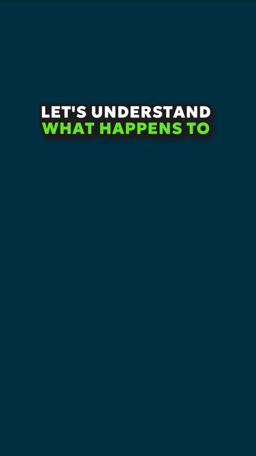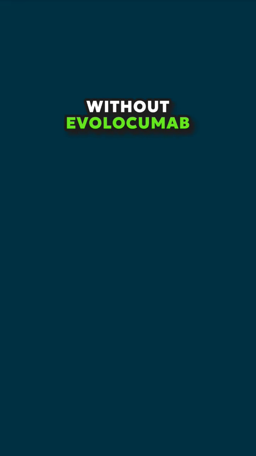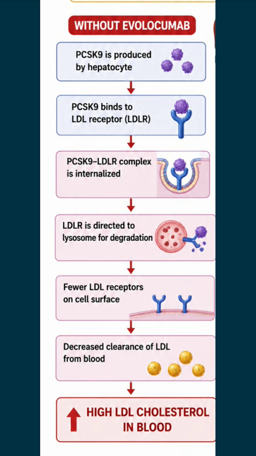Let's understand what happens to LDL cholesterol without evolocumab and with evolocumab. PCSK9 is produced by the hepatocyte. It binds to the LDL receptor, and the complex is internalized and directed to the lysosome for degradation. So this causes fewer LDL receptors on the cell surface, resulting in decreased clearance of LDL from blood and high LDL cholesterol in blood. To be noted, PCSK9 is responsible for decreased clearance of LDL.